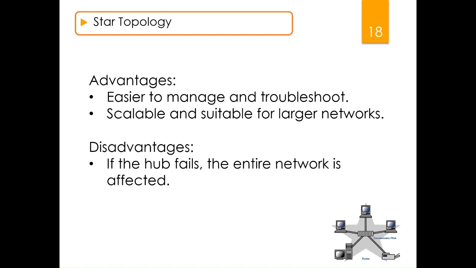When we compare it with advantages, it's easy to manage and troubleshoot. A single device failure doesn't affect others. But if the central switch or hub fails, the whole network stops working. That is the main disadvantage of this topology.